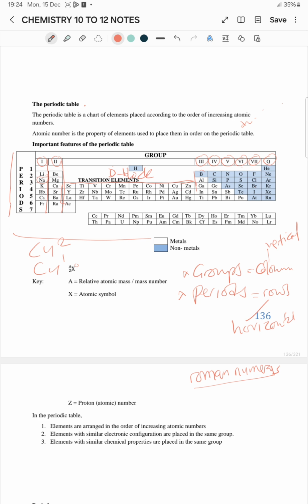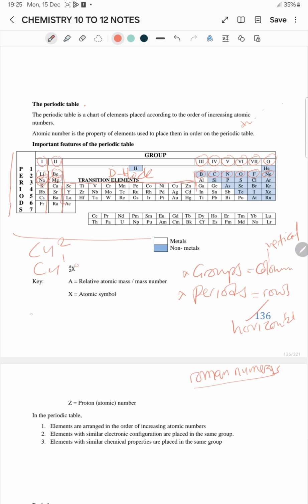Now, what I want to talk about is very, very important. We want to know why lithium was placed in group 1, sodium was placed in group 1, beryllium was placed in group 2, magnesium was placed in group 2, boron was placed in group 3, carbon was placed in group 4, nitrogen was placed in group 5, oxygen was placed in group 6, and fluorine was placed in group 7, and neon was placed in group 8 or group 0. So the reason is this.